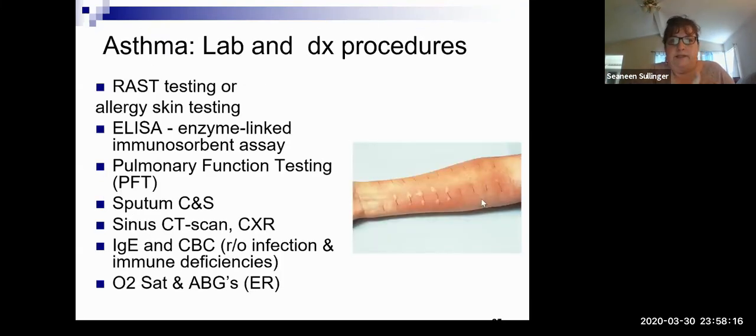So different lab and diagnostic procedures for asthma. This is allergy testing, allergy skin testing. You can also use the ELISA, enzyme-linked immunosorbent assay. You can look that up in your book. Pulmonary function testing, like we said, is the gold standard. You can culture the sputum. You can do CT scans, chest X-ray, lab work. You can also check O2 sats and ABGs. I think you noticed for RSV as well, the sats kind of run a little bit lower till it resolves, and the same thing would be true with asthma, till the airways open up more.